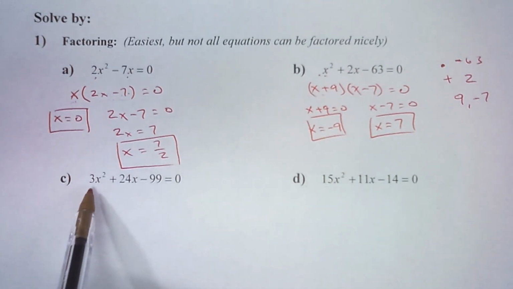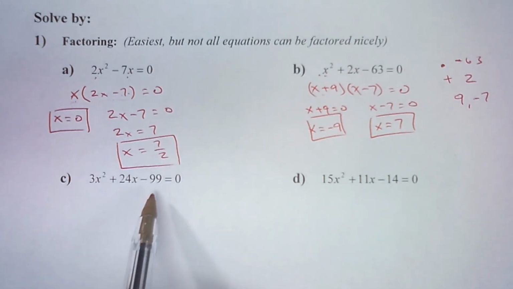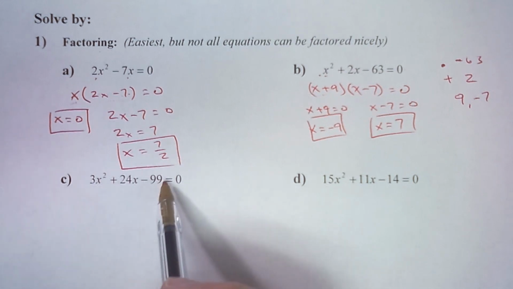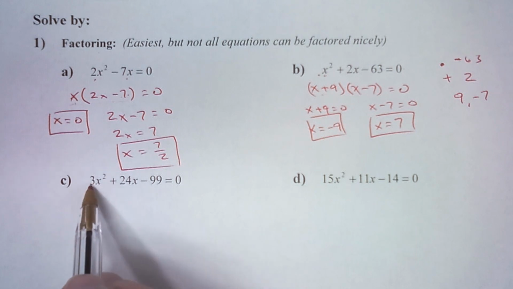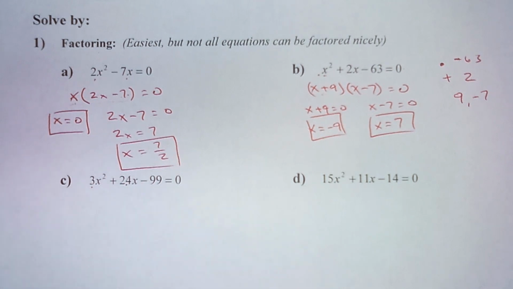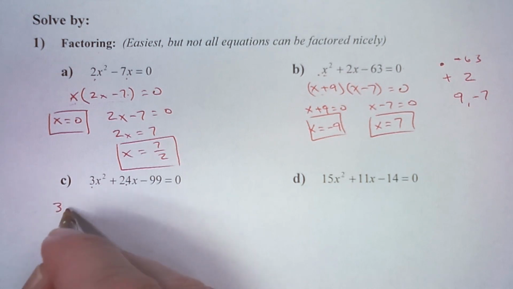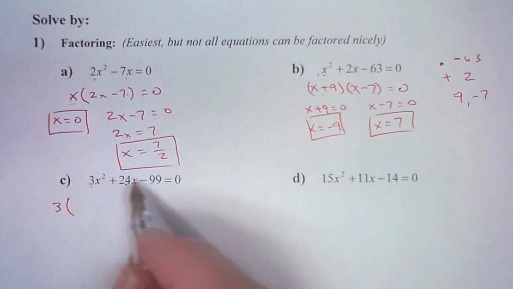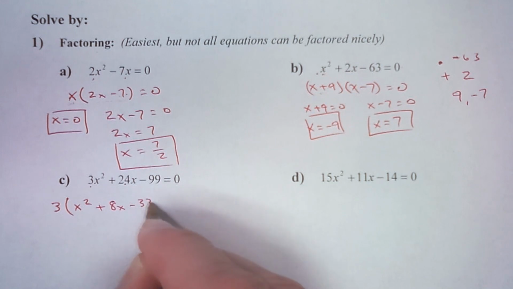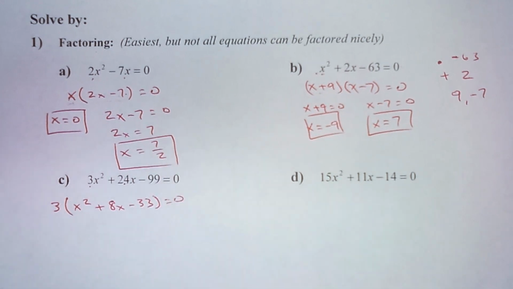Here the first thing I look for is a greatest common factor. They don't all have an x, so I know I can't factor out an x. But 3 goes into 3 and 24 and 99. So the greatest common factor is 3, so I will factor out a 3. When I divide each term by 3, I get x squared plus 8x minus 33 equals 0.